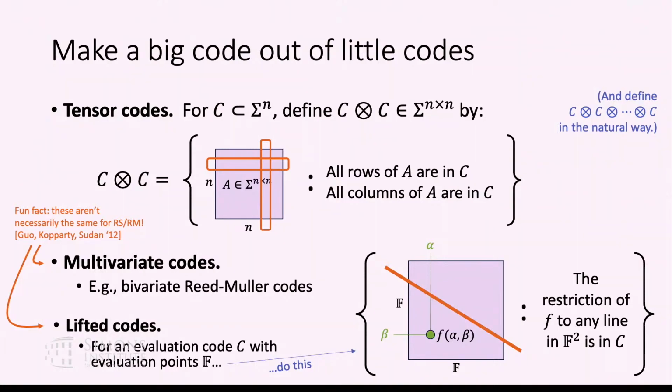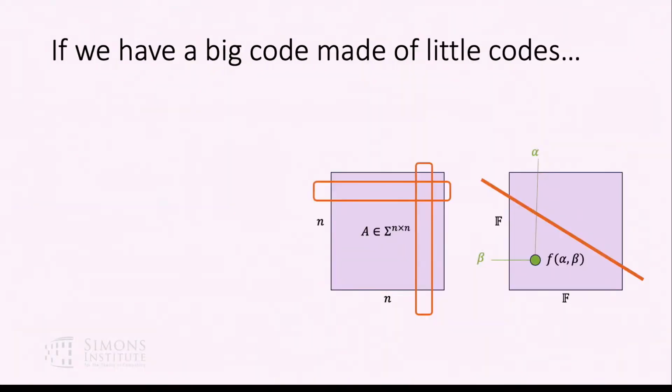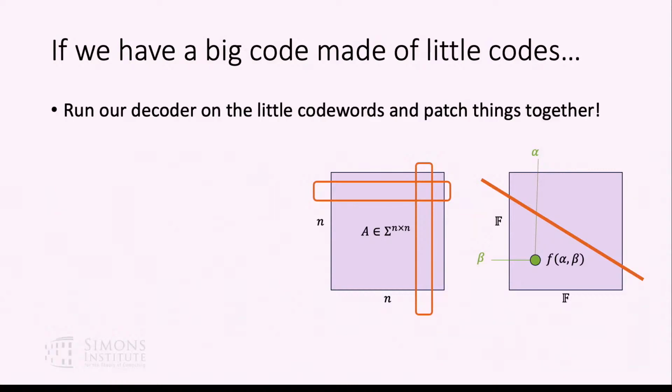Anyway, so these are three different examples of ways that natural codes we can come up with that have little codes embedded in some bigger code. And the point for algorithms is that if we have a big code made out of little codes, well, this gives us some algorithmic leverage, because then we can run our decoder on these little code words and patch them together somehow.